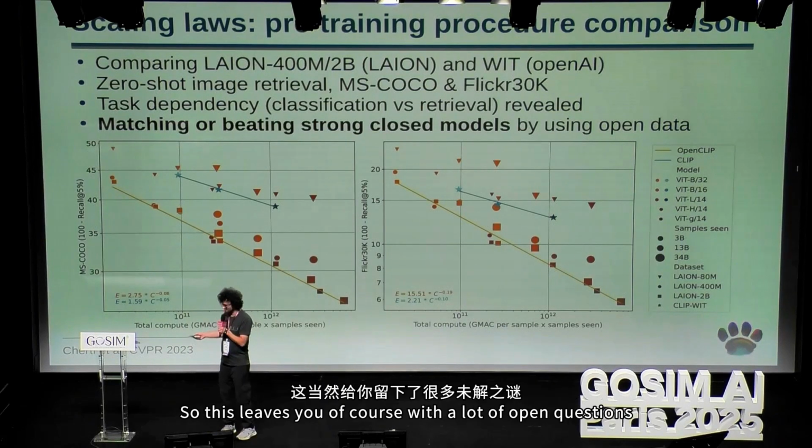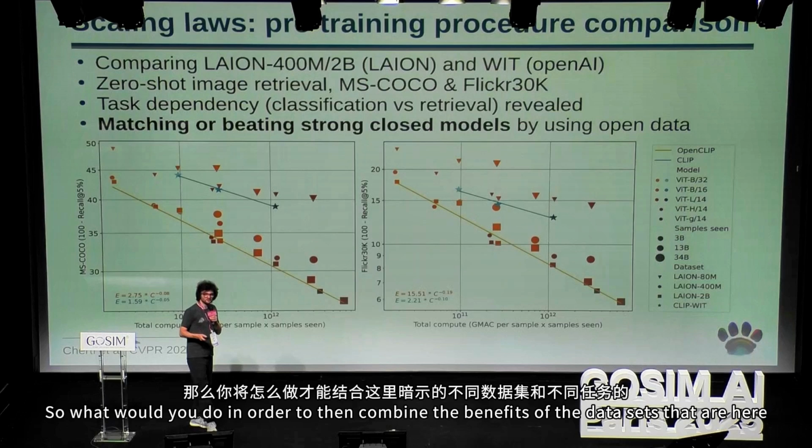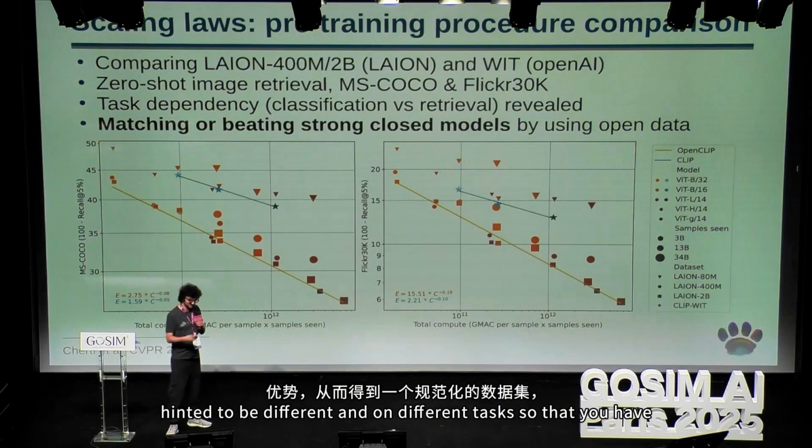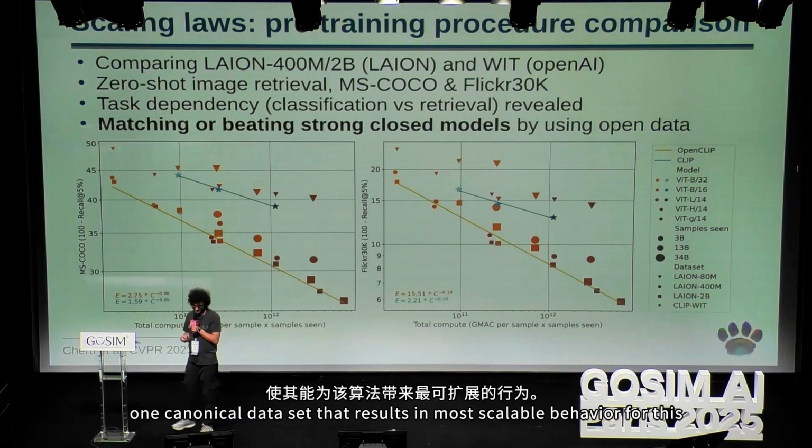So this leaves you, of course, with a lot of open questions. What would you do in order to combine the benefits of the datasets that are here hinted to be different on different tasks, so that you have one canonical dataset that results in the most scalable behavior for this algorithm?